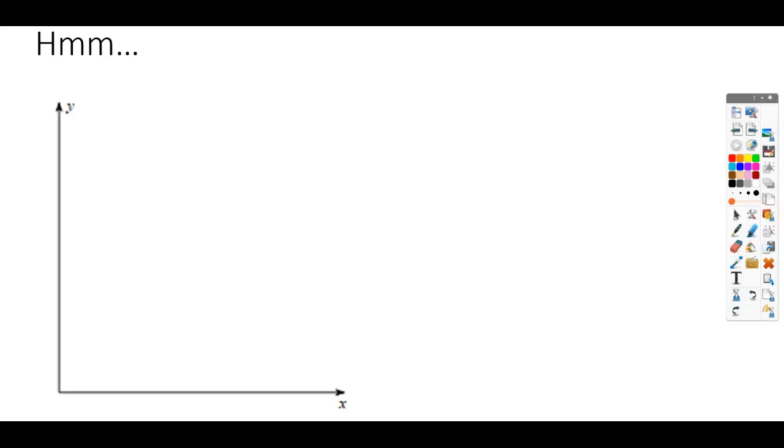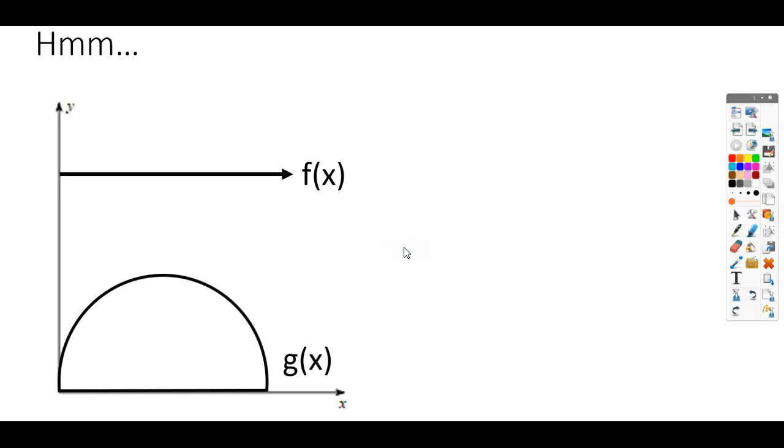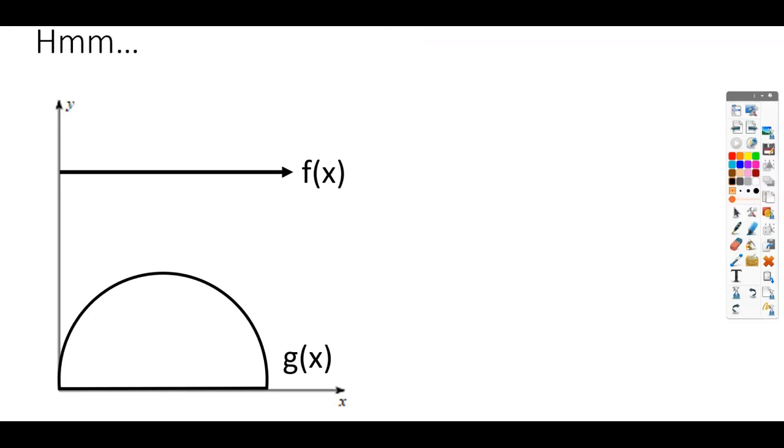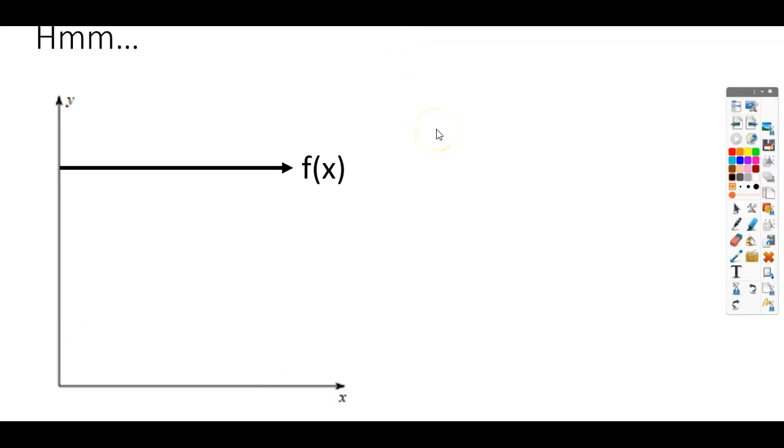So let's go ahead and introduce the concept here a little bit. Suppose I have a function f of x that looks like this, and suppose I have another function g of x that looks like this. Now, if I want to find the area underneath the function f of x, as you guys know, the way that we would go about doing that is by setting up an integral. Let me lower this a little bit. You would set up an integral of the function f of x.